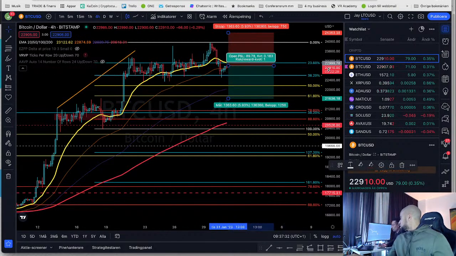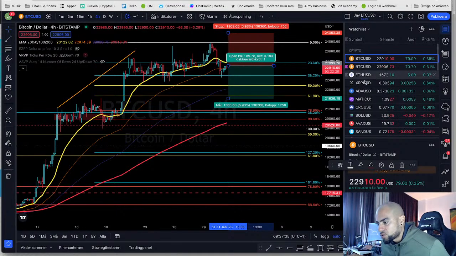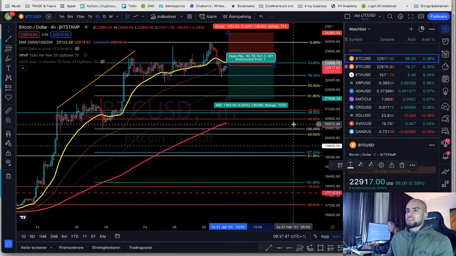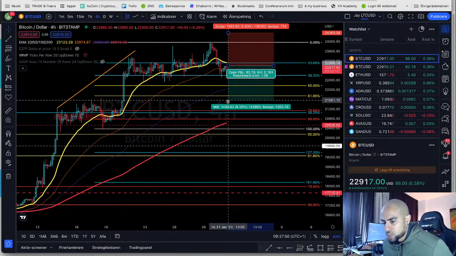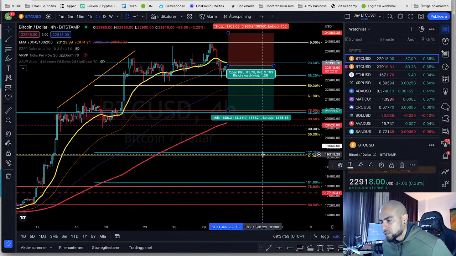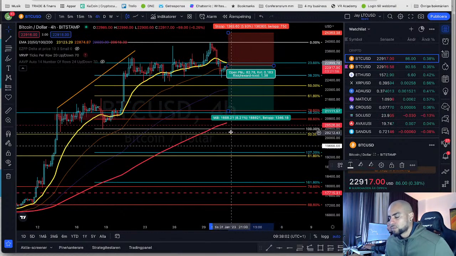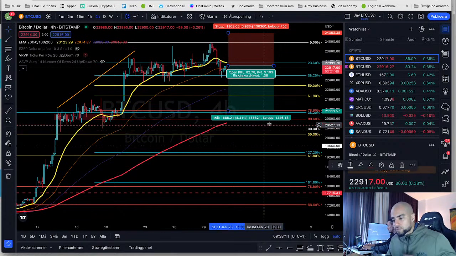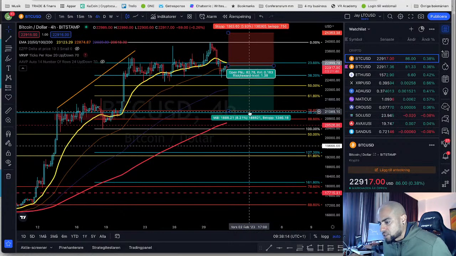Entry at, write it down. No. Entry at 22,990. Let's be clear. Entry for the sell is at 22,990 US dollars. That's what I see for this Bitcoin sell. And the target is 21,920. That's the target I see.